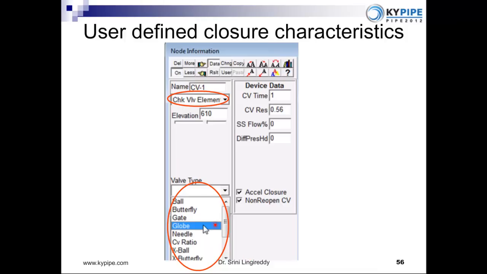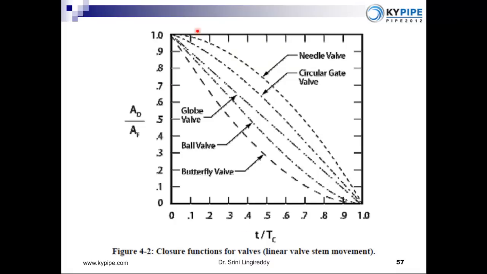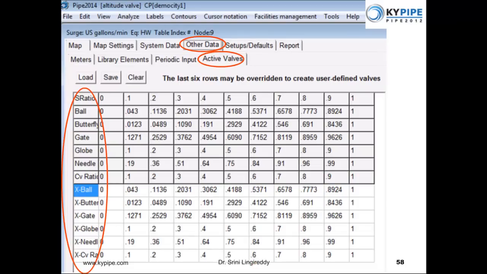characteristics. You can either pick the standard valves like the globe valve. Under valve type you can pick a globe valve, butterfly valve, etc. And if you just want a linear closure, you just set it to the CV ratio or KV ratio option, which will go back to just linear closure. And these are the various options available. A ball valve or butterfly valve will have much better characteristics, but that may not be true for a check valve, so you have to be using caution there.